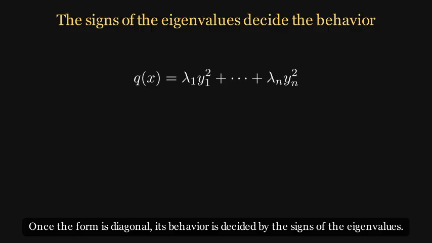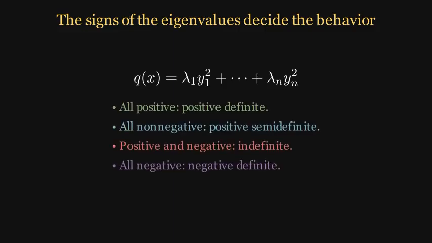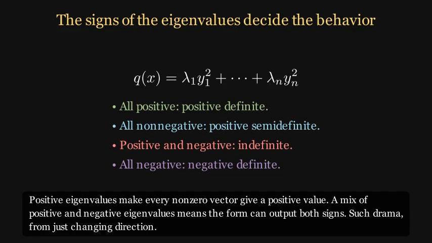Once the form is diagonal, its behavior is decided by the signs of the eigenvalues. Positive eigenvalues make every non-zero vector give a positive value. A mix of positive and negative eigenvalues means the form can output both signs. Such drama, from just changing direction.